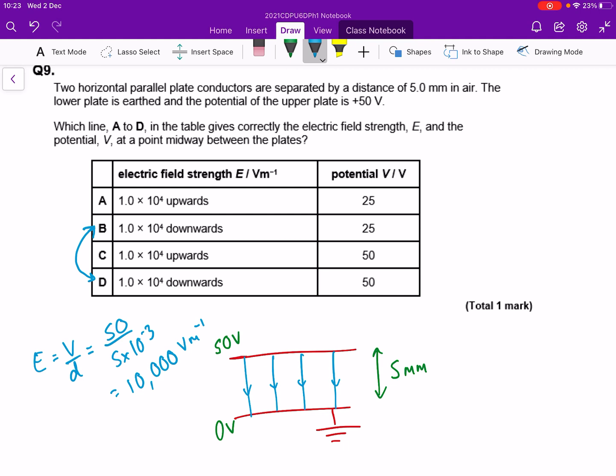So what's the potential halfway down? Well, if you imagine a particle at different positions, if the particle's up at the top here, it's got its maximum electrical potential energy. If it's halfway down, it's got half of its electrical potential energy, and at the bottom, it's got no energy left. So it's going to be half, so it's going to be 25. So B is going to be our correct answer for question 9.